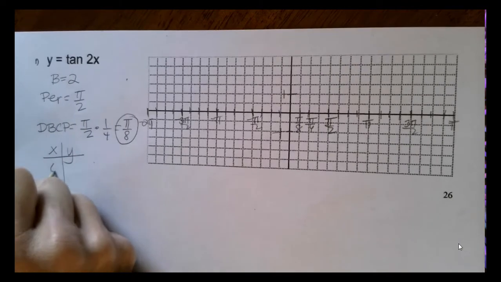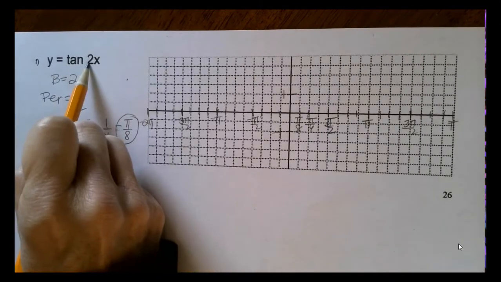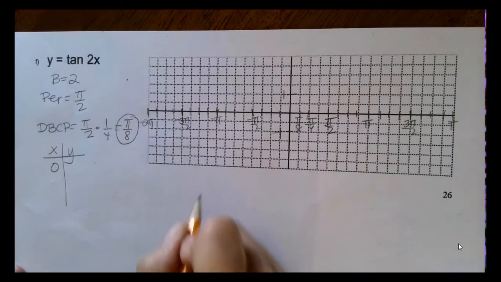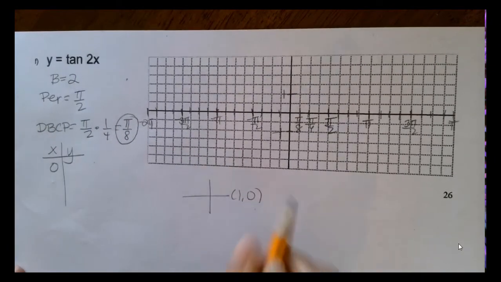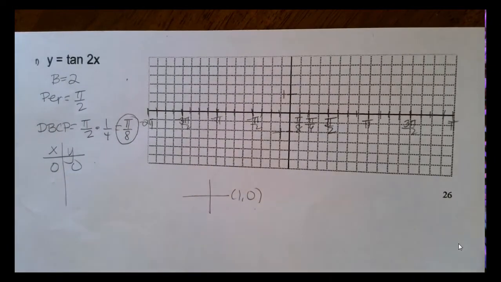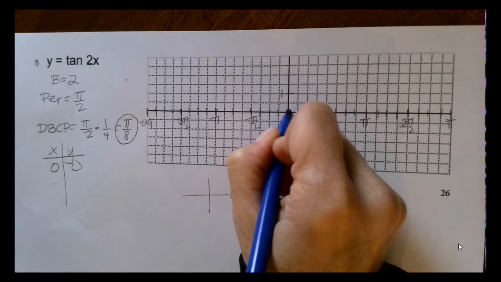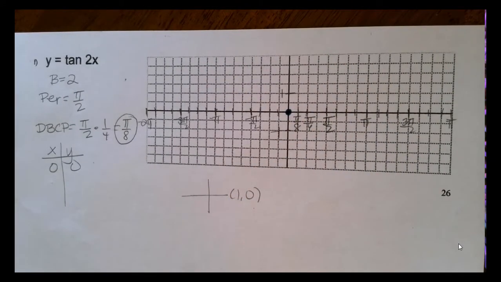So if I plug in 0, order of operations, you do 2 times 0 first, so it's tangent of 0. And tangent of 0 is 0. So I know there's a point at 0, 0. And that's something you'll learn about tangent. Unless it has a horizontal shift or a vertical shift, it's always going to have a point at 0, 0.